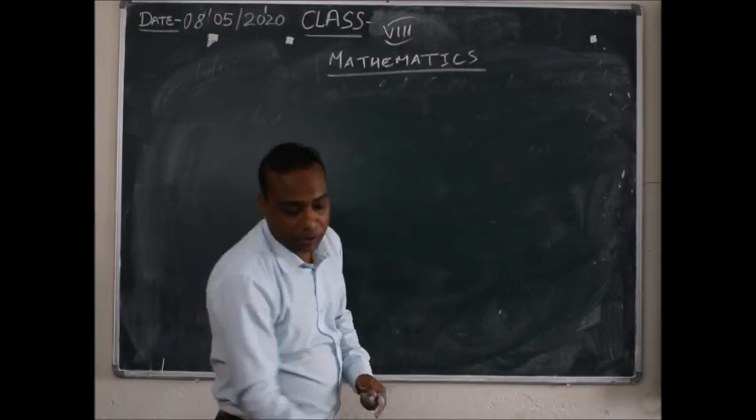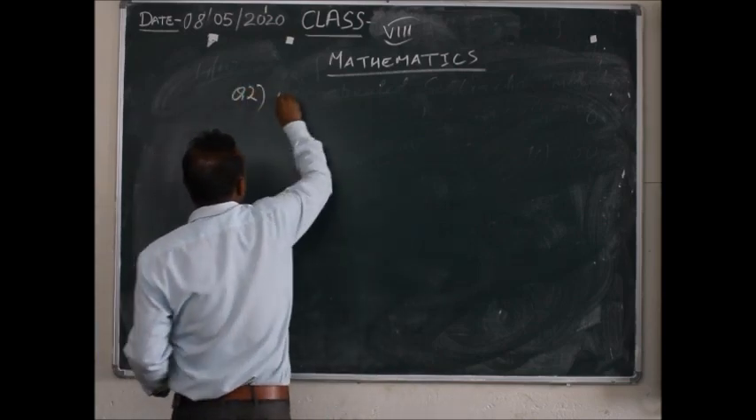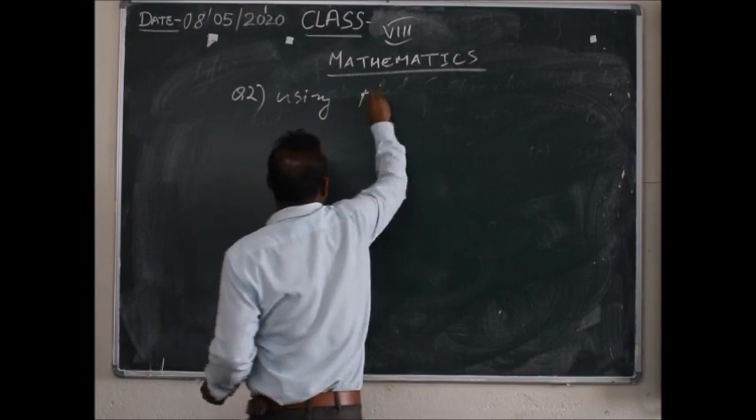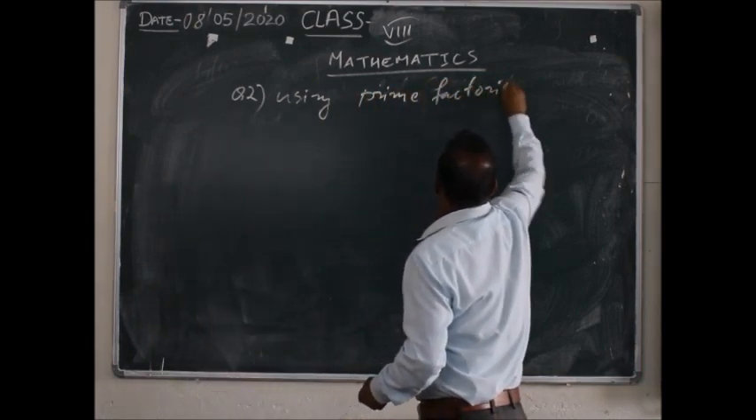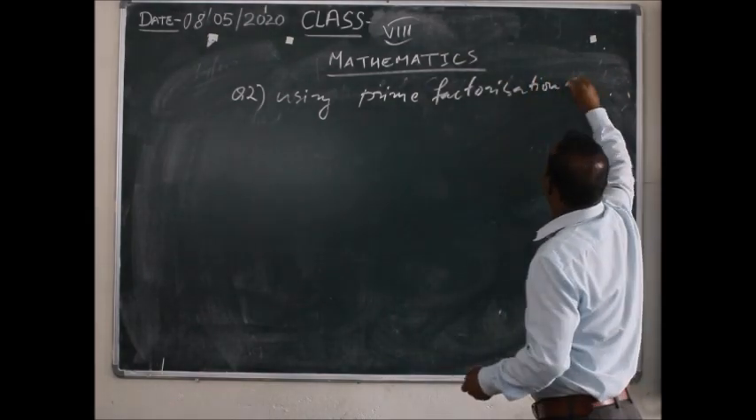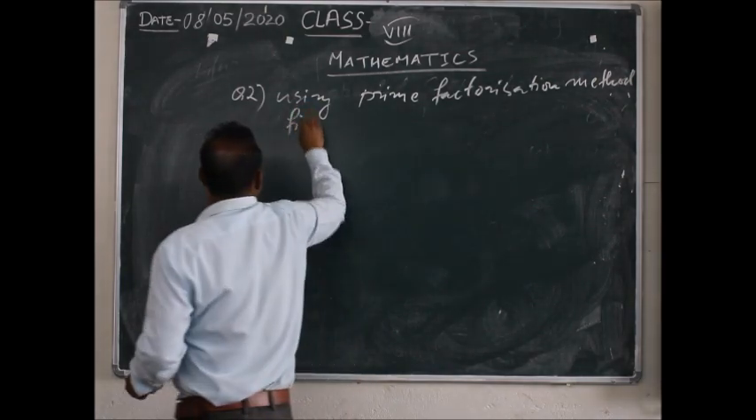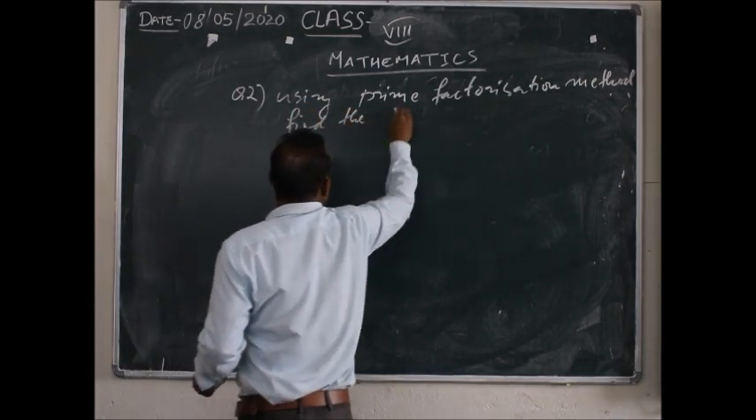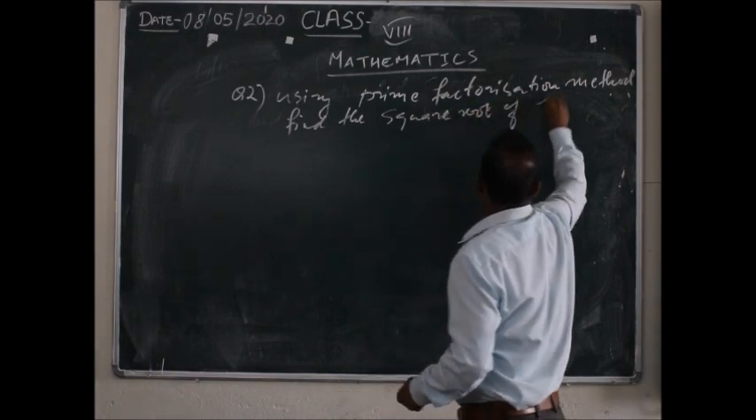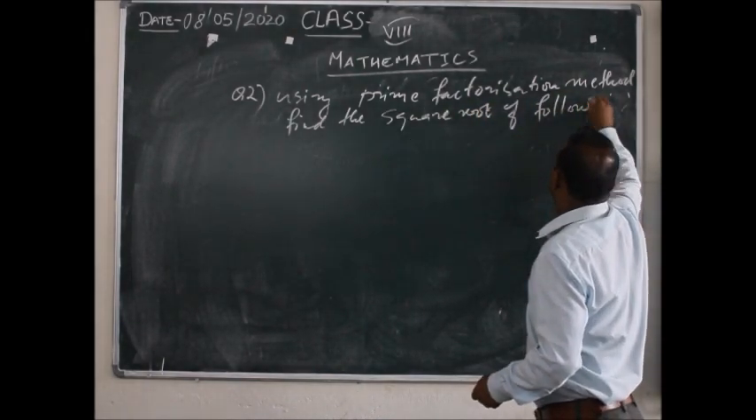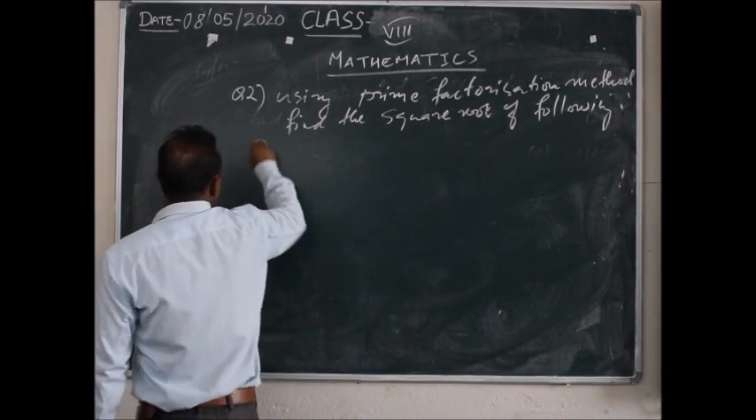The prime factorization method. So question number 2: using the prime factorization method, find the square root of the following. These are the questions. Let us take question number A.